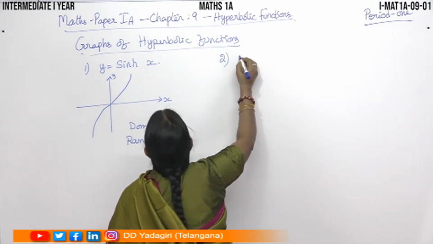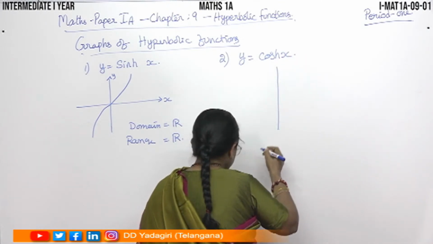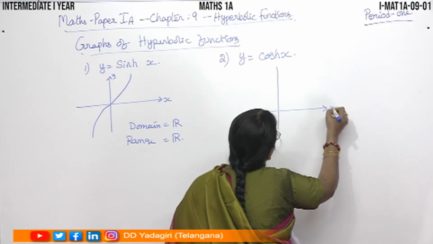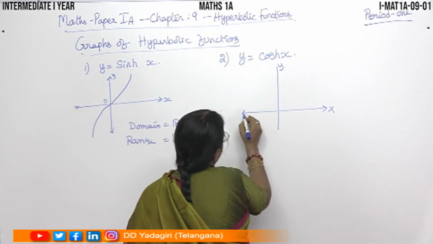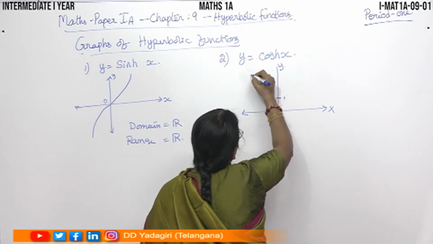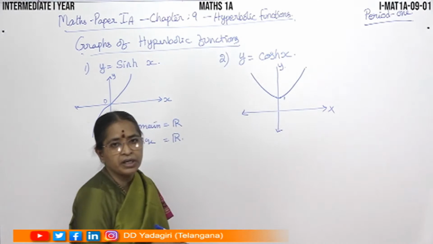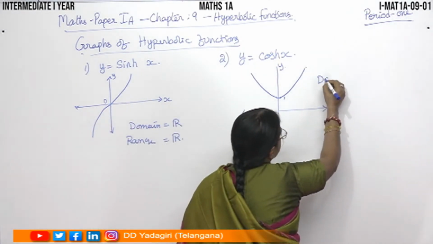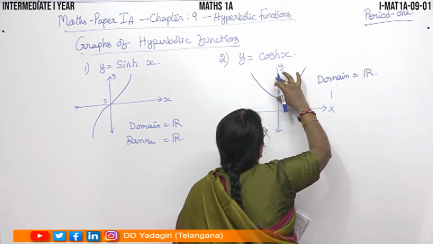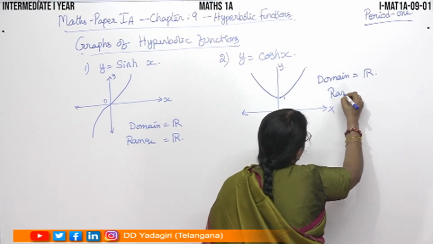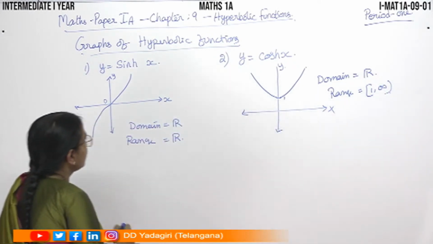Now next one is y is equal to cos hx. This is the x-axis, y-axis, and this is the origin. This is 1. You'll have an upward parabola-like curve like this. So this is the graph of y is equal to cos hx. For this the domain is the real number set, and the range is just 1 to infinity. So this is the graph of cos hx.